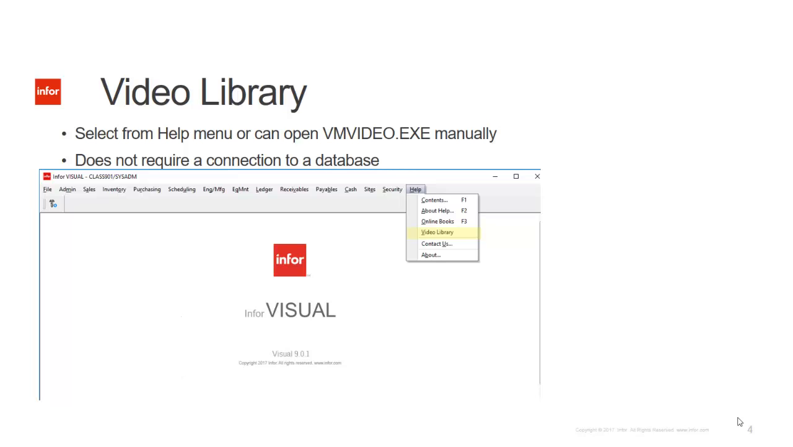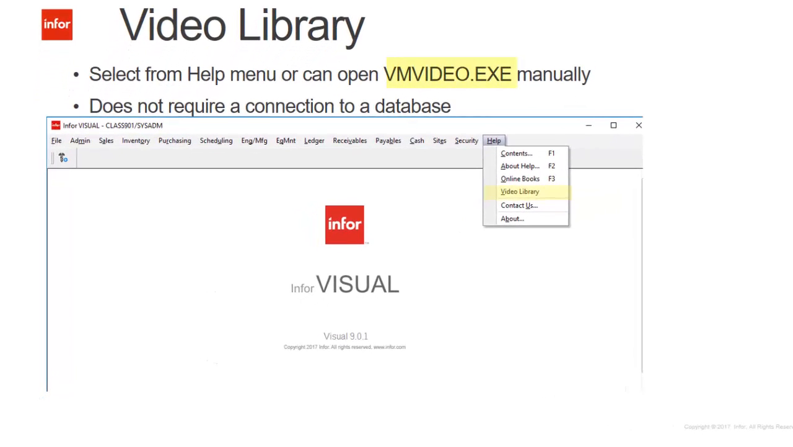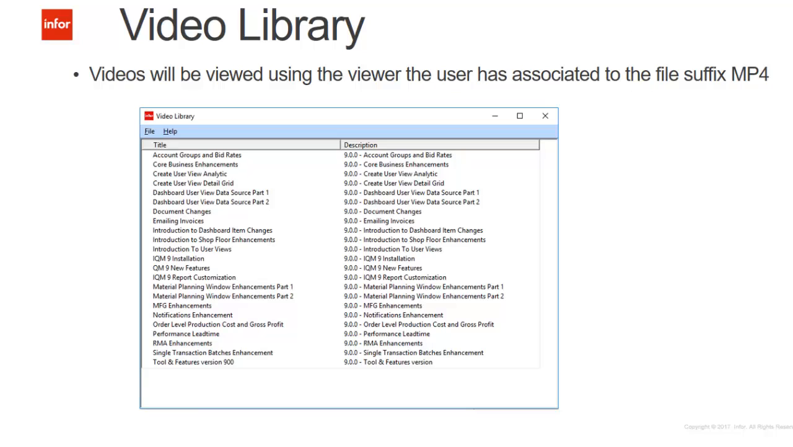The video library has been added where you can view this current video as well as the previous version's videos. The video library can be accessed from the Help menu, or you can open vmvideo.exe manually. This does not require a connection to the database. Note that videos will open with the viewer the user has associated with MP4 files.